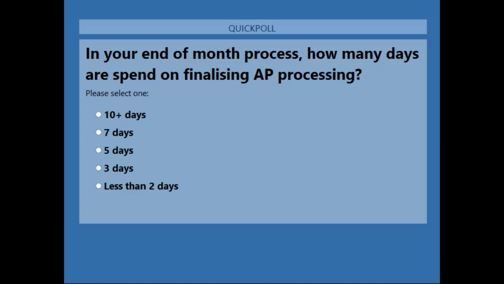So the first poll question we're going to run today is to get a bit of a gauge from the group and share this intel anonymously about how long we spend at the end of the month finalising our AP processing. Is it 10 plus days, which hopefully there's not too many of those? Is it less than 2 days or somewhere in between? So if you could answer those within the next second or so, then we'll share the results of those so you can get a good feel about where you're sitting.